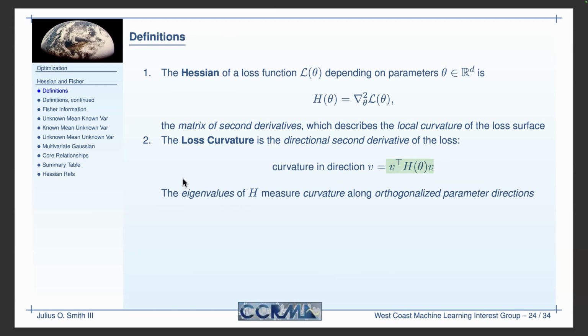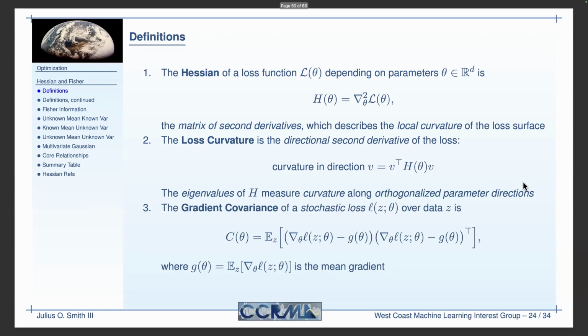And so here we go. The eigenvalues of the Hessian measure the curvature along the orthogonalized parameter directions. So that's the sense in which it's orthogonalizing. Okay. So if it's diagonal, then your eigenvalues are sitting on that diagonal. Those are the eigenvalues, and so there's your curvature, and we just take the inverse of that to normalize our gradient step.